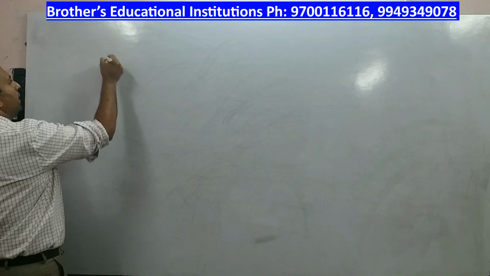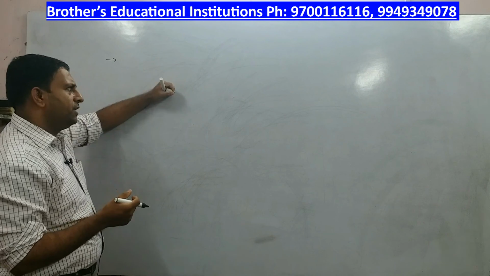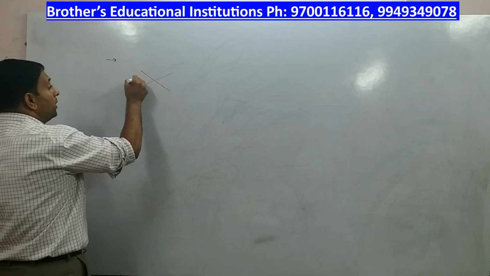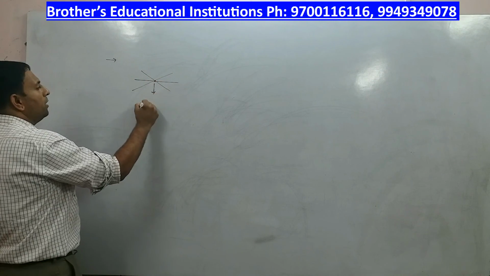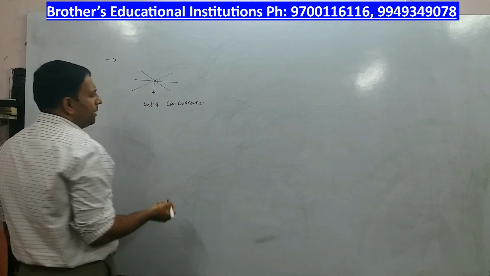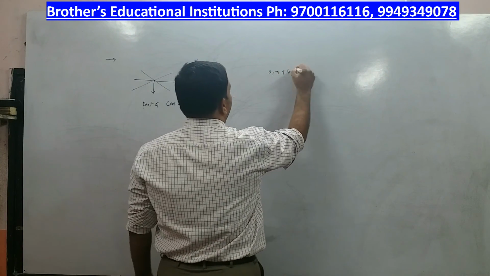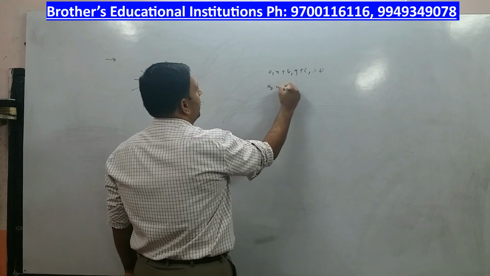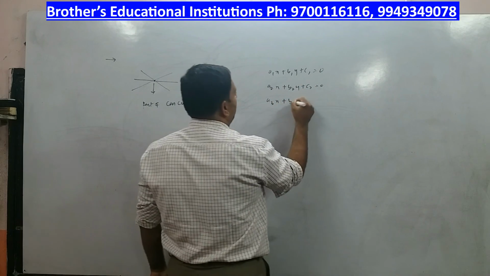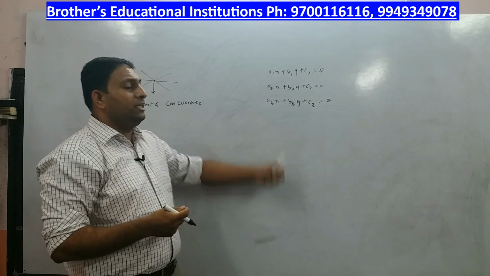See, in the previous pattern we have understood what the point of intersection is. Now what is point of concurrence? Whenever more than two lines pass through a single point, this point is called the point of concurrence. Now sometimes you may get a question like, show that the lines a1x plus b1y plus c1 is equal to 0, a2x plus b2y plus c2 is equal to 0, and a3x plus b3y plus c3 is equal to 0 are concurrent, because a third line has come into the picture.